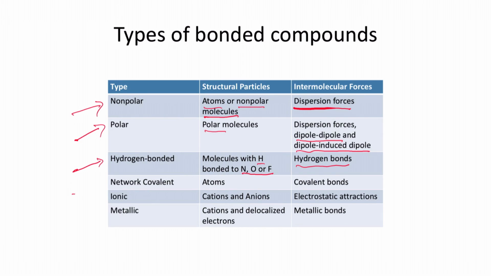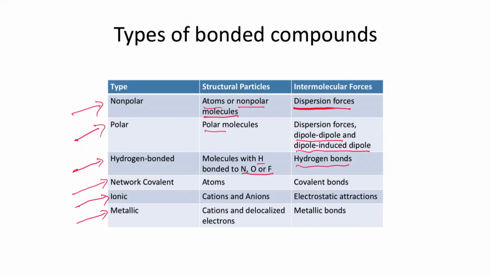You also have something called a network covalent solid, where the atoms are actually held together by covalent bonds. This would be something like graphite or diamonds that are made out of carbon atoms. You can have ionic compounds that we talked about earlier that are held together by electrostatic interactions between cations and anions, so for example, something like sodium chloride. And the last one is a metallic bond or a metallic compound. So you find these typically in metals like iron or silver, copper, gold.